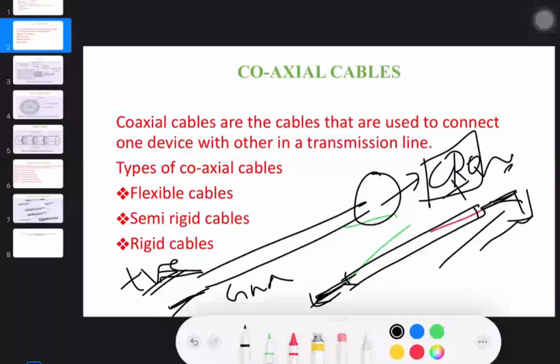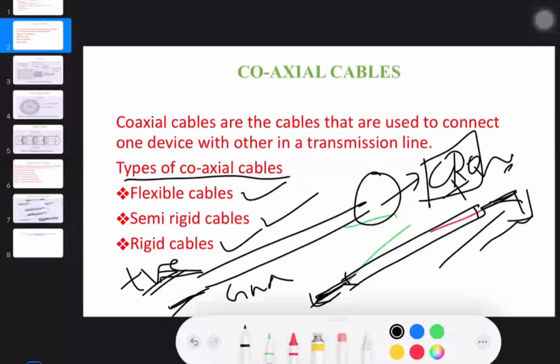And coming to the types of cables, we have three types: flexible cable, semi-rigid cable, and rigid type of cable. So what does this mean? By the name itself, you can understand a flexible cable is a cable which has some flexibility, at least in terms of rotation. A flexible cable has flexibility so that it can be folded for a smaller diameter. And the second one is the semi-rigid type of cable.